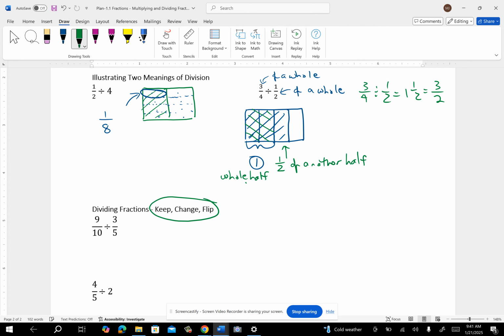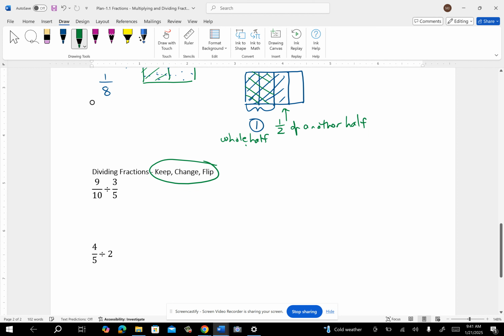Now, I'm going to go down here and show you what we typically do. Of course, we don't draw to get answers to the question. What we're going to wind up doing is changing the problem into multiplication. We're going to keep the first fraction, change from division to multiplying, and then flip the second fraction.